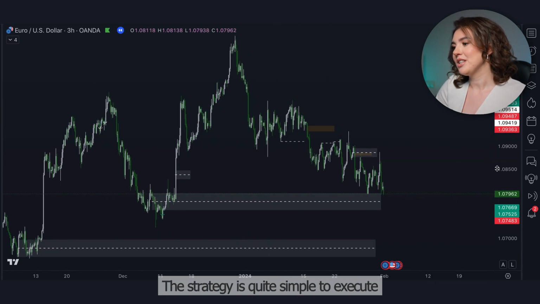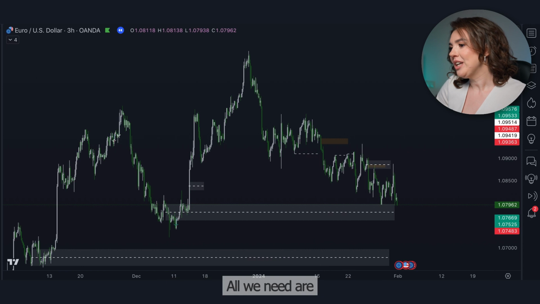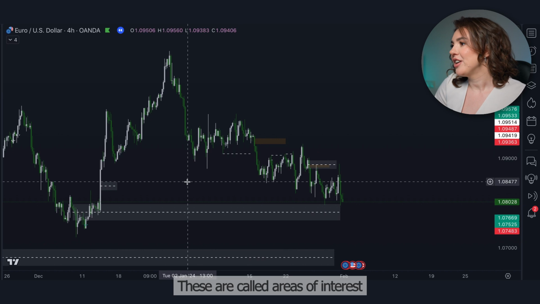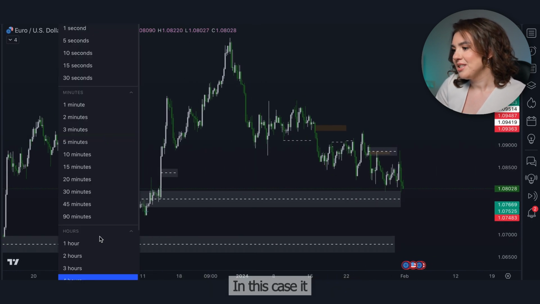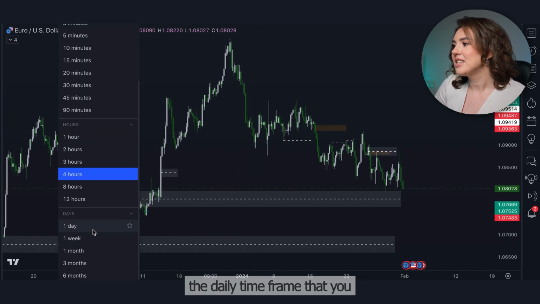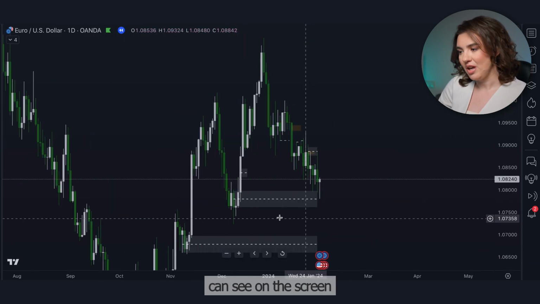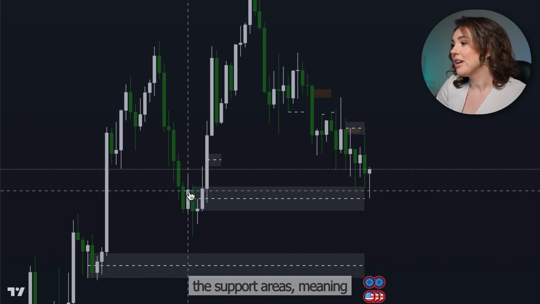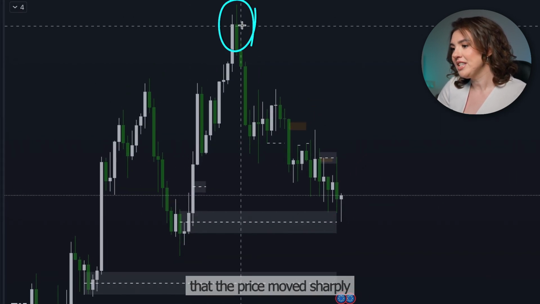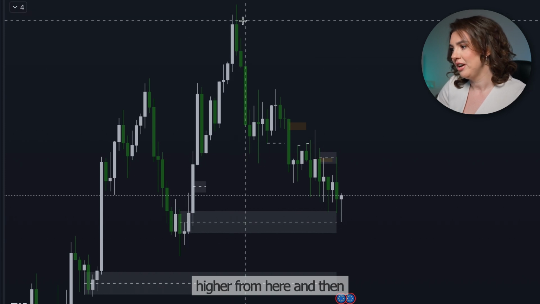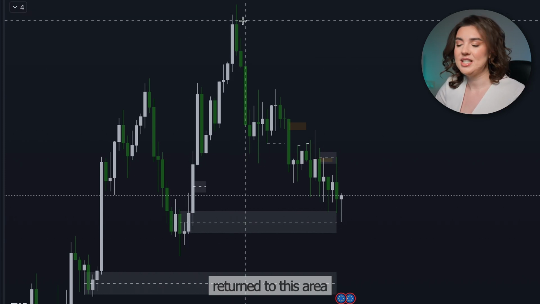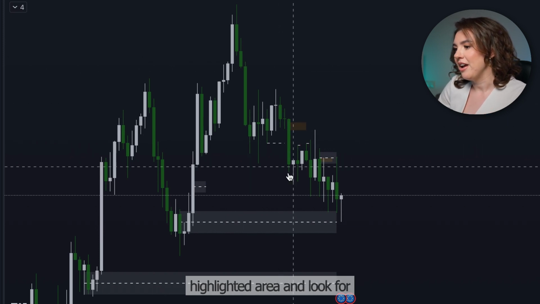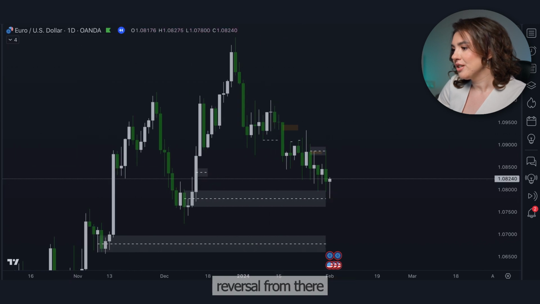The strategy is quite simple to execute. All we need are support and resistance zones. These are called areas of interest. In this case, it is the area on the daily time frame that you can see on the screen. The candles on the chart are the support areas, meaning that the price moved sharply higher from here and then returned to this area. I'm waiting for the price to be in the middle of the highlighted area and look for reversal from there.